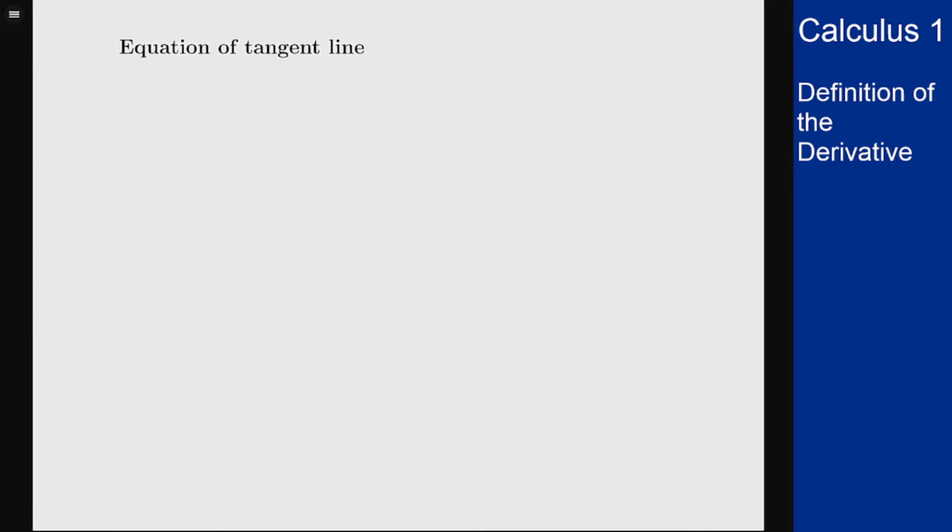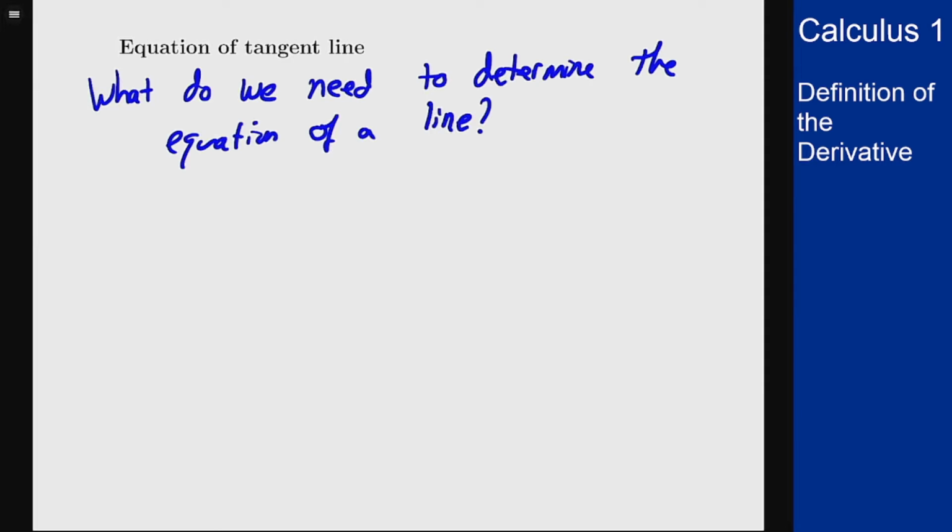Another follow-on question that can be asked when involving the definition of the derivative is to define the equation of a tangent line to a graph at a given point. The thing to keep in mind here is, what do we need to determine the equation of a line? Well, there are a few ways to do this. You could use 2 points. You could use the slope and the intercept.